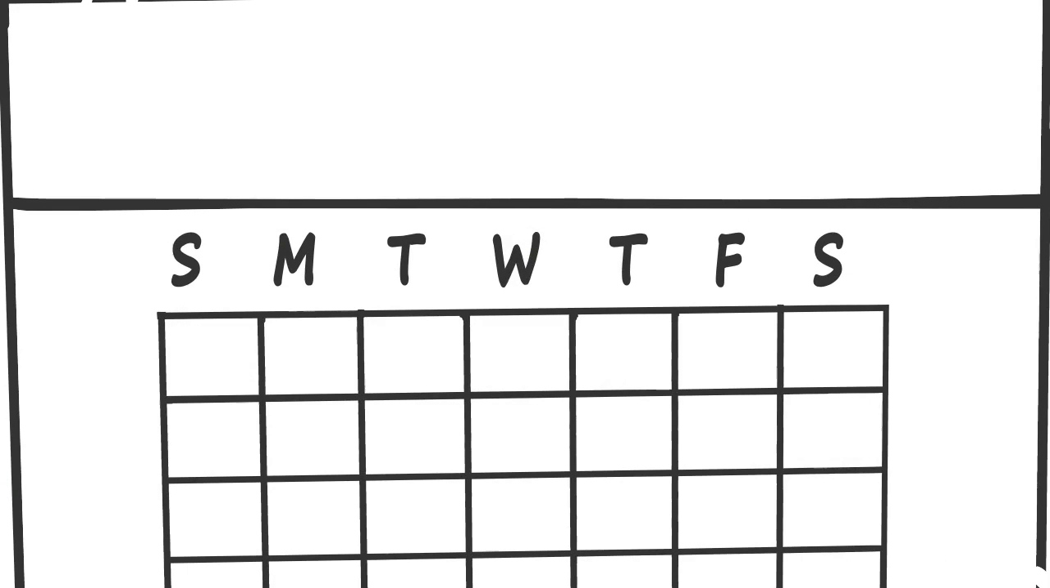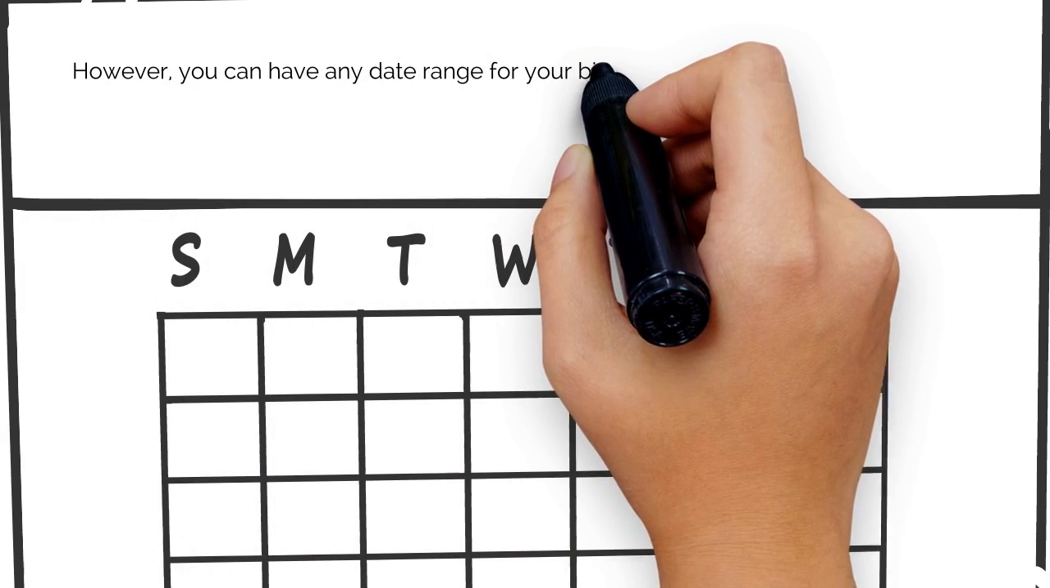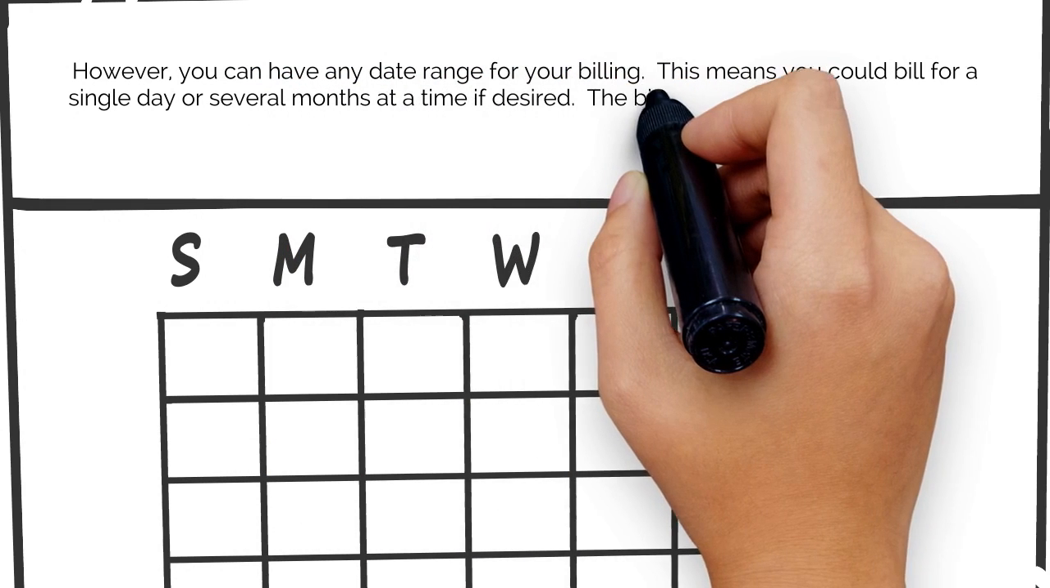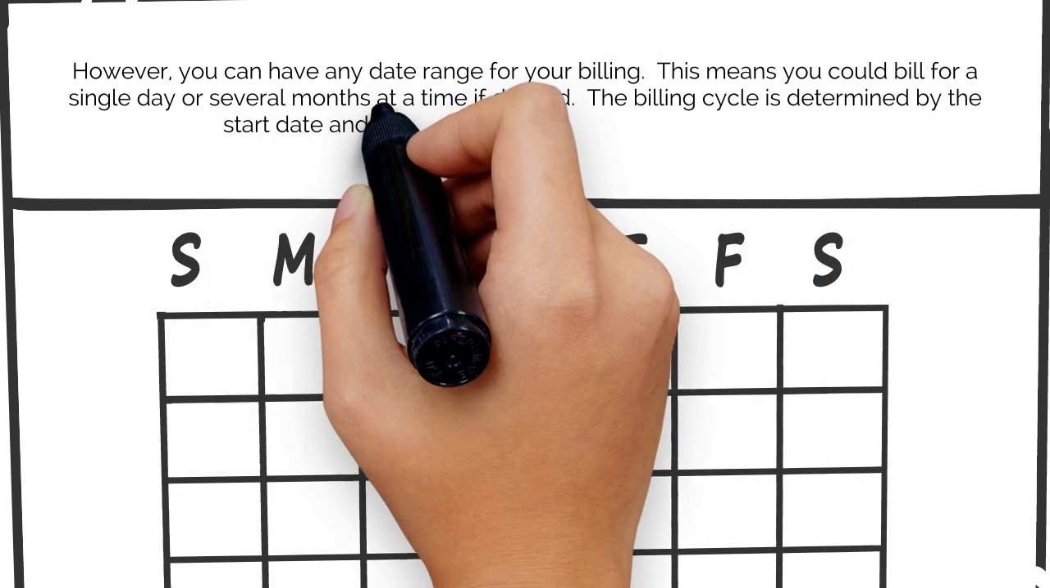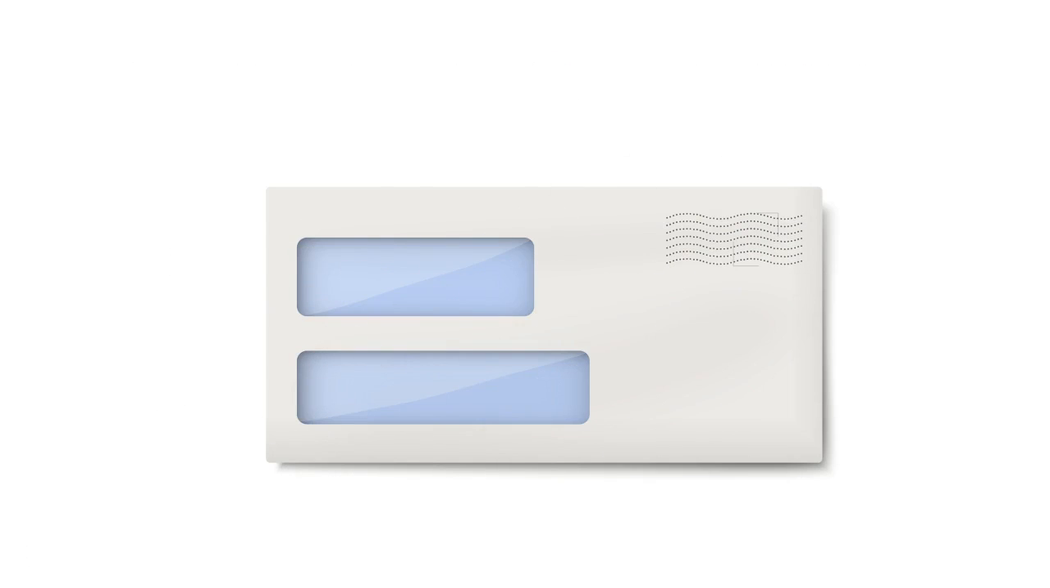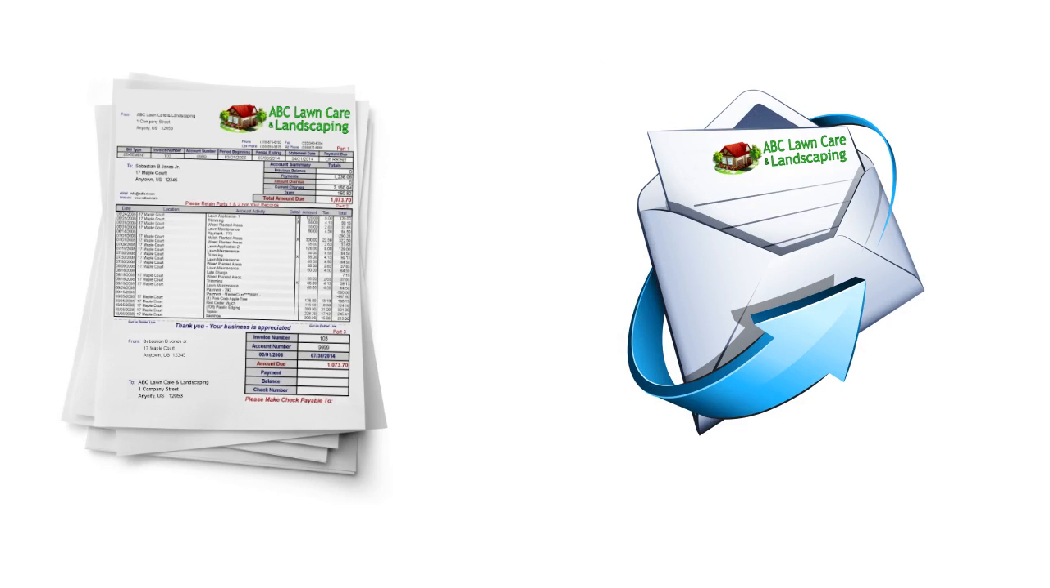We are assuming for this tutorial that you want to bill on a monthly basis. However, you can have any date range for your billing. This means you could bill for a single day or several months at a time if desired. The billing cycle is determined by the start date and end date entered into the Print Bills screen. The bills were designed to be used with double window envelopes, including a companion envelope your customer uses to return payment. If you prefer, the invoices can be emailed instead. Each customer is set up individually regarding how to send their bill, emailed, printed, or both. Your logo can be set up to display on the invoices too.